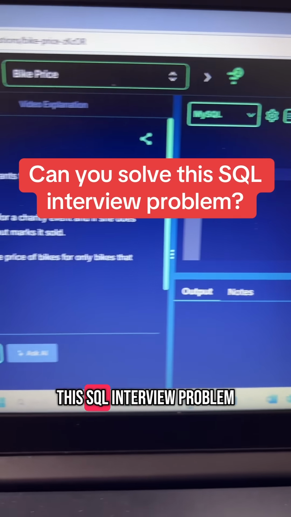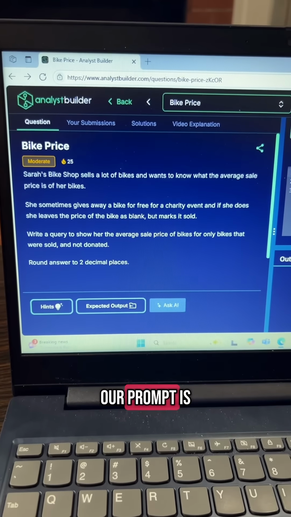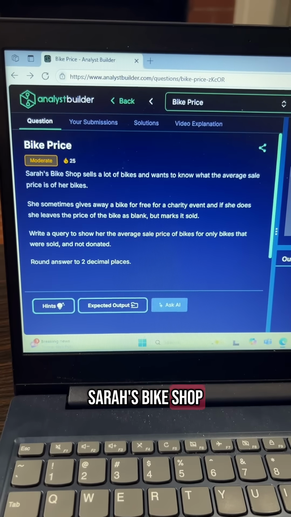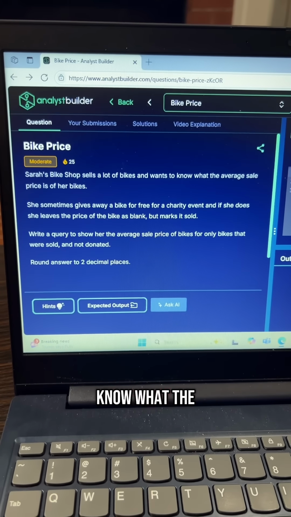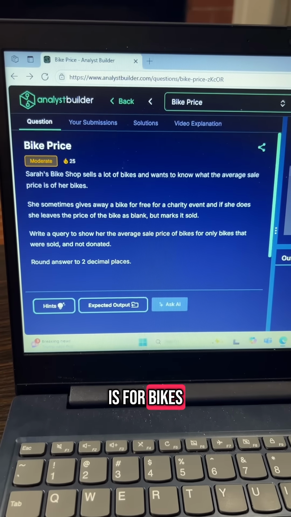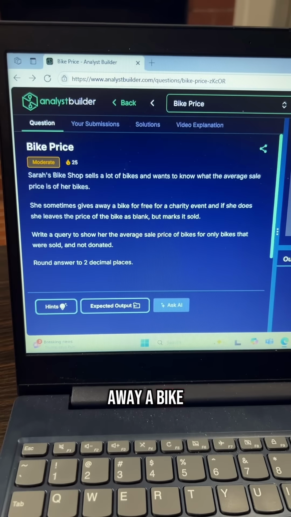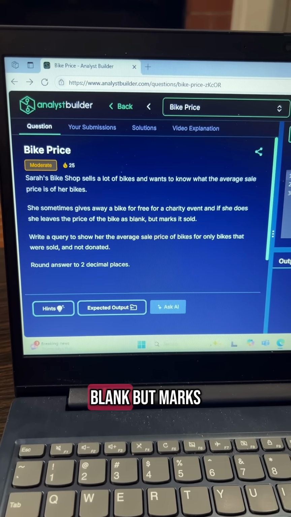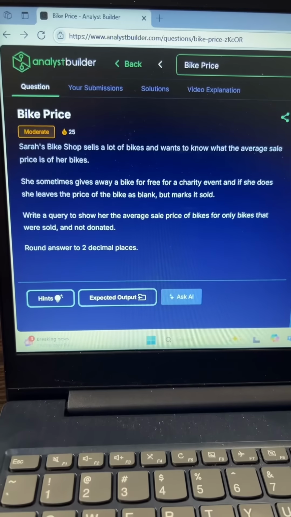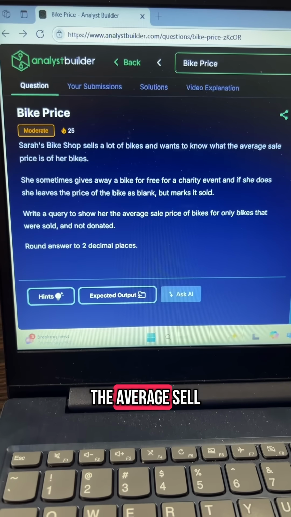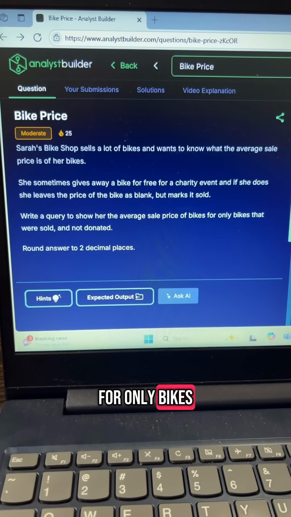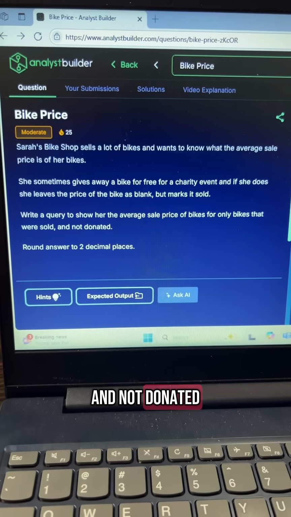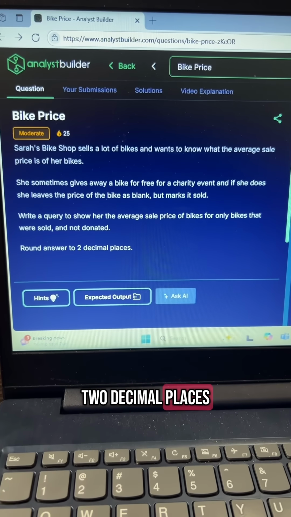Can you solve this SQL interview problem? Our prompt is, Sarah's bike shop sells a lot of bikes and wants to know what the average sale price is of her bikes. She sometimes gives away a bike for free for a charity event, and if she does, she leaves the price of the bike as blank but marks it as sold. Write a query to show her the average sale price of her bikes for only bikes that were sold and not donated. Round answer to 2 decimal places.